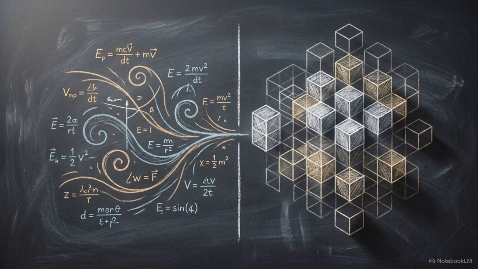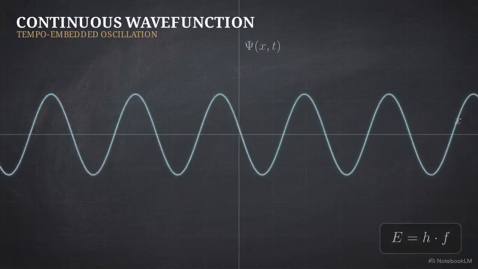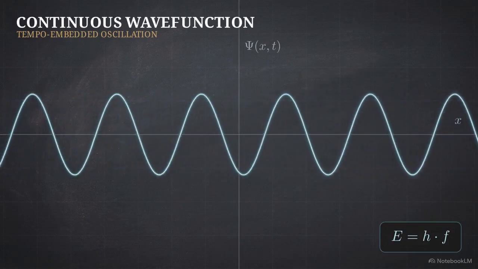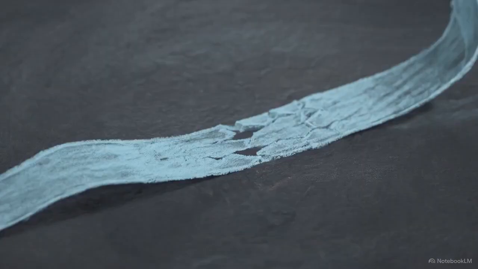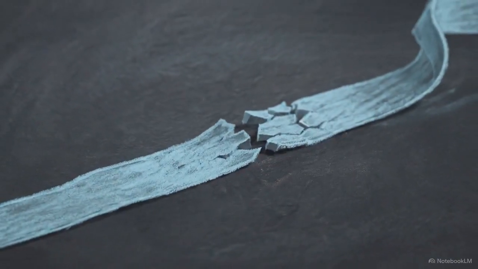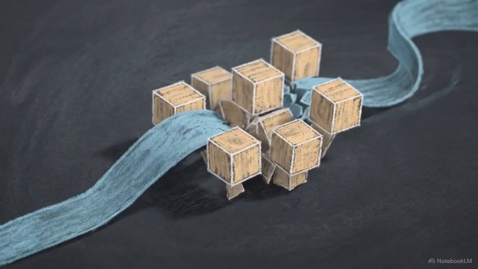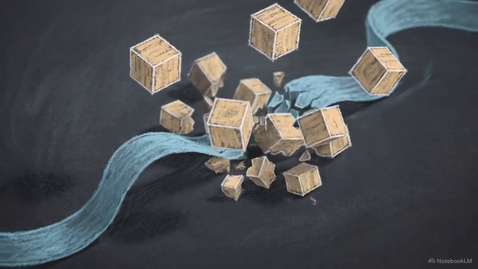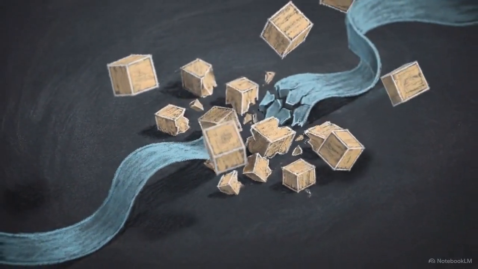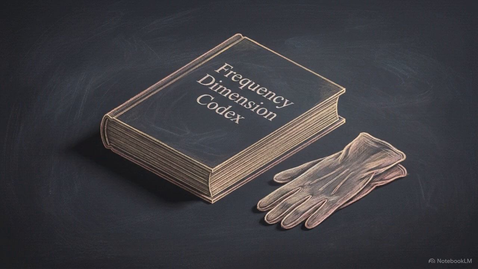Modern physics and computer science are currently locked in a state of mathematical friction. We observe quantum mechanics operating as a system of smooth, continuous wave functions, but we try to simulate and study it using rigid computational architectures that can only process information in discrete steps. A theoretical proposition known as the frequency dimension codex has been published to bridge this specific divide.